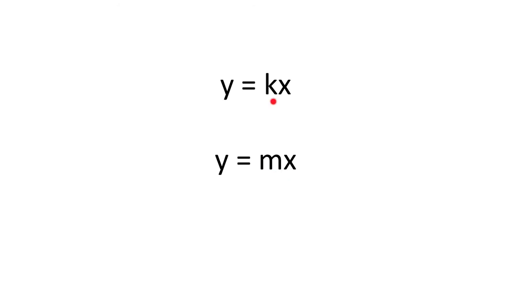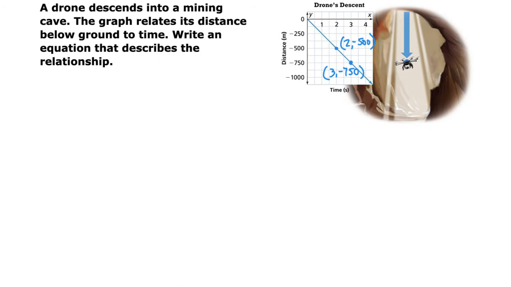Both k and m are calculated in similar ways. K can be found by doing y divided by x. M, on the other hand, can be found by doing the change in y divided by the change in x. Let's learn more about slope in this example. Go ahead and pause the video and read the example now.